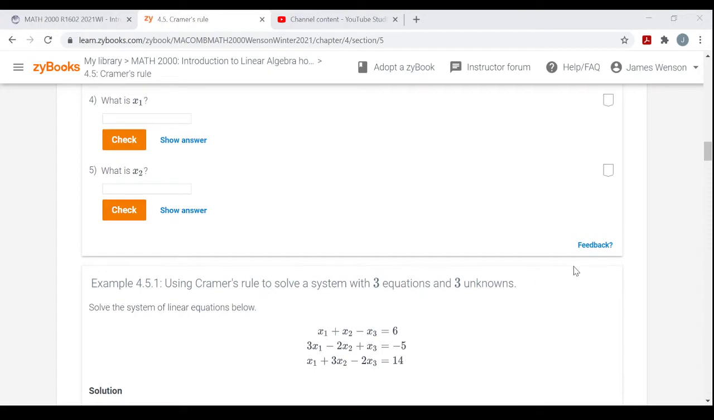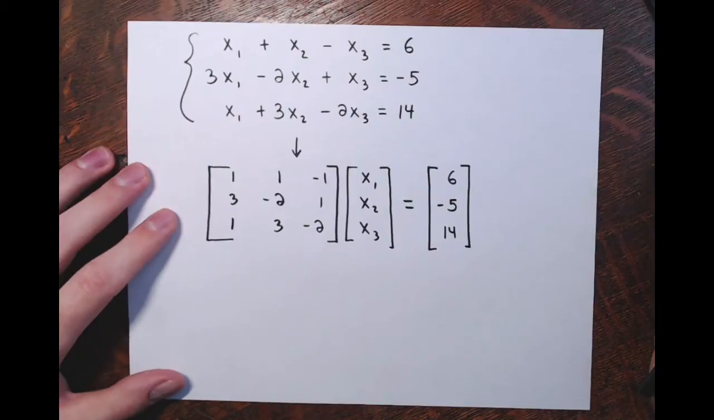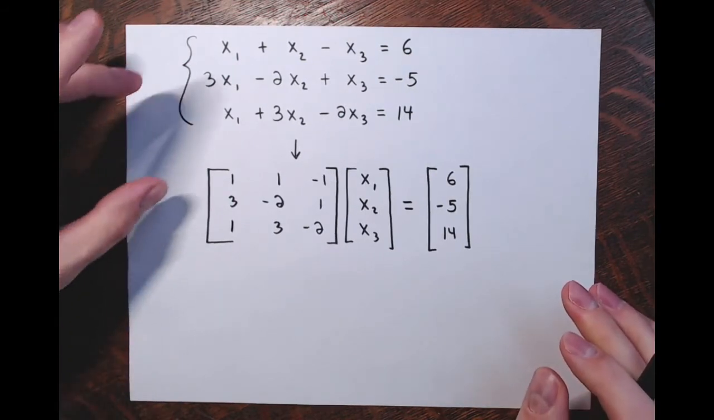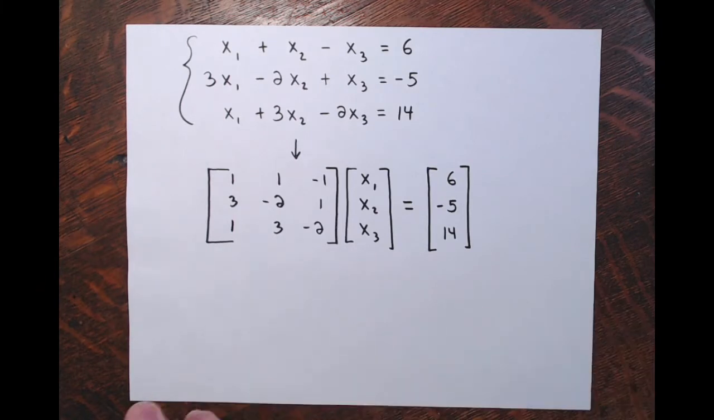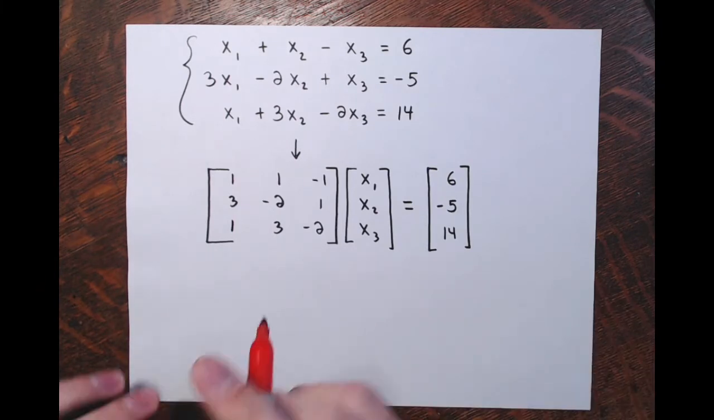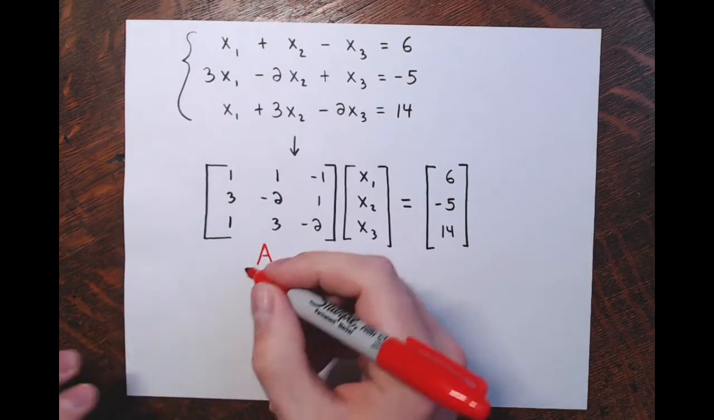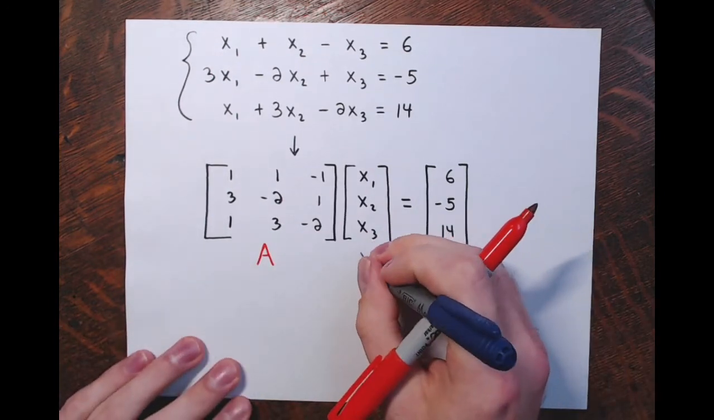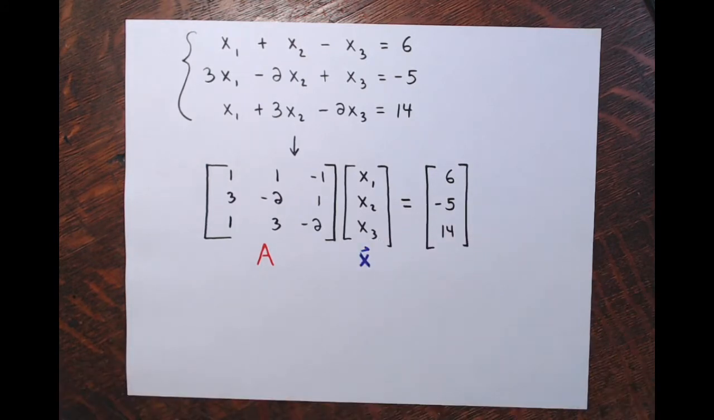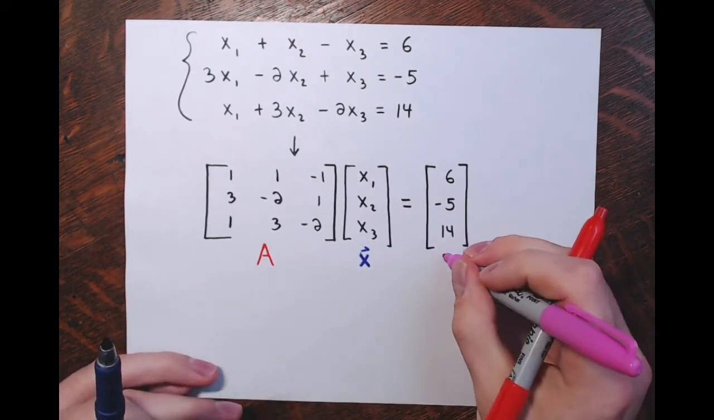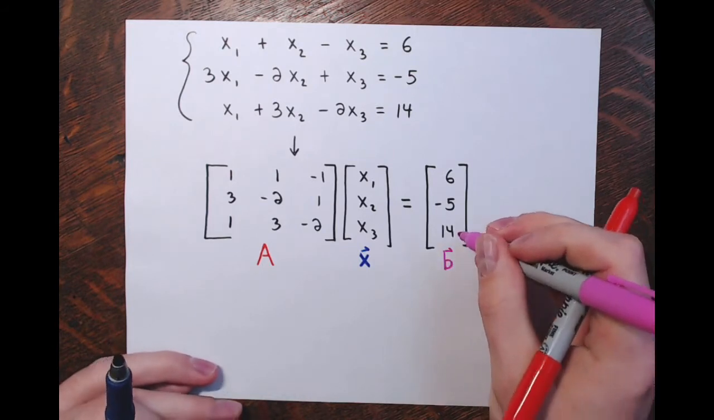I'm going to do this example on paper. Use Cramer's rule to solve a system with 3 equations and 3 unknowns. Okay, so I've written this system and wrote it as a matrix equation. Again, this is in the form A times the variable column matrix, the column vector x, equals the column matrix of constants, called B.